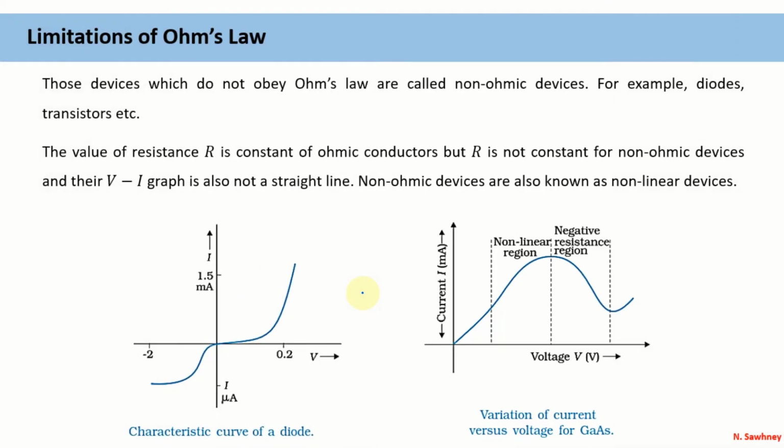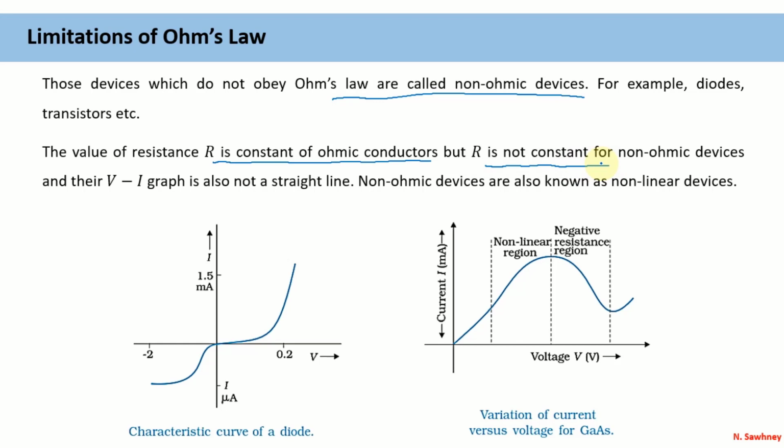Now there are a few limitations of Ohm's law also. Those devices which do not obey Ohm's law are called non-ohmic devices. For example, diodes, transistors, which we are going to study in our later chapters. The value of the resistance is constant for ohmic conductors. That means the devices in which Ohm's law is followed, on those devices the value of the resistance is constant. But those devices exist like diode and transistors in which the resistance is not constant. Such devices are non-ohmic devices.